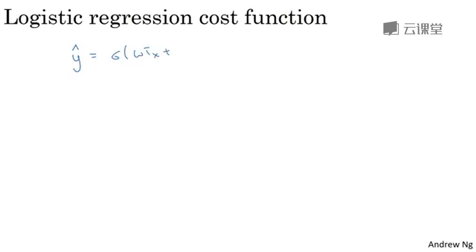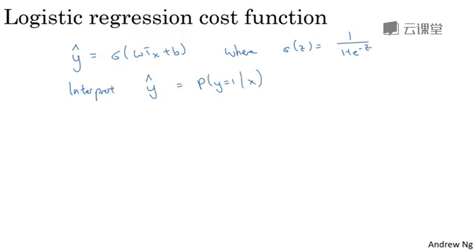To quickly recap, in logistic regression, we have that the prediction y hat is sigmoid of w transpose x plus b, where sigmoid is this familiar function. And we said that we want to interpret y hat as the probability that y is equal to 1 given x. So we want our algorithm to output y hat as the chance that y is equal to 1 for a given set of input features x. So another way to say this is that if y is equal to 1, then the chance of y given x is equal to y hat.